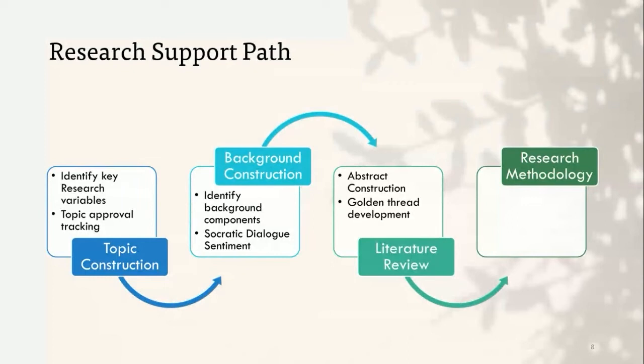This allowed students to focus on their golden thread development. They simply needed to expand their abstract and find academic sources to challenge what they thought, prove themselves wrong, and in that way gain the deepest understanding of the immutable facts of their research variables. The research methodology is the one we'll be working on next. That one is still currently in development.